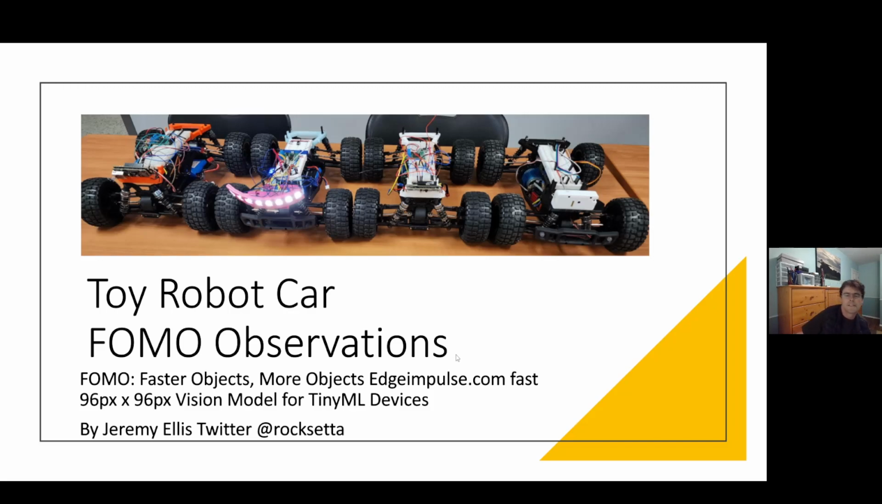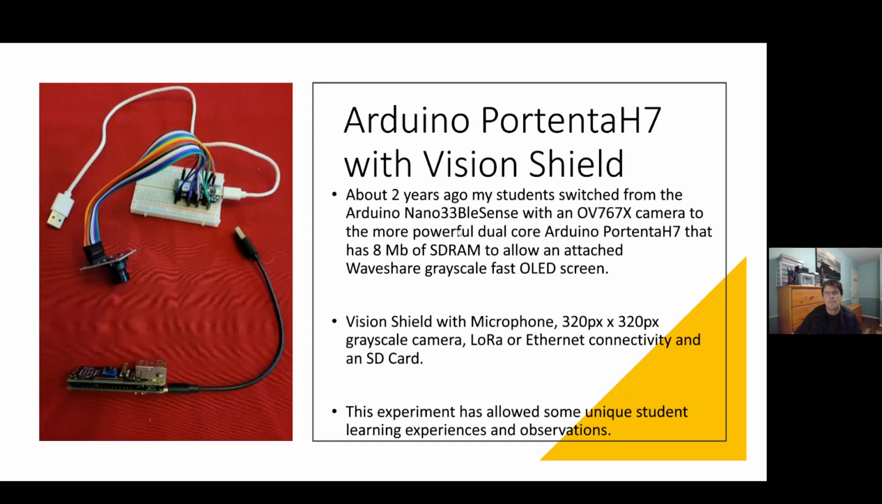Hello, I'm Jeremy Ellis, Canadian robotics machine learning high school teacher, and I'm going to talk about FOMO observations from the toy cars my Gearbots group has been working with. We switched from the Nano 33 BLE Sense with its camera a few years ago. We just wanted a little bit more power, and the Portenta with Vision Shield right down here allows us to view what we're analyzing on a grayscale OLED.